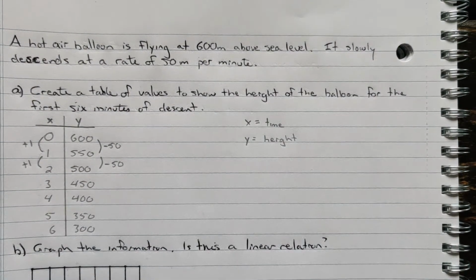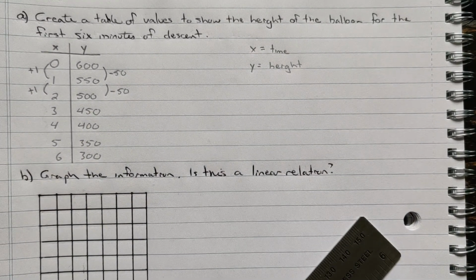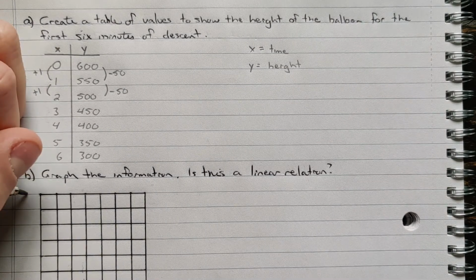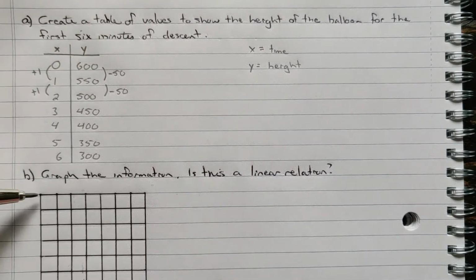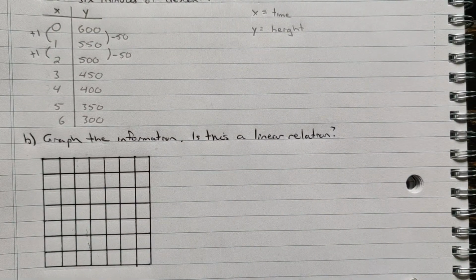So now we want to graph this information in the next part. So we're going to take that table, the values from the t-chart, and use those to create ourselves some ordered pairs. So the highest value on my graph here was 600. So I'm going to figure out, this is the graph that I have made myself. So I've got to make sure that I'm going to fit things in here.